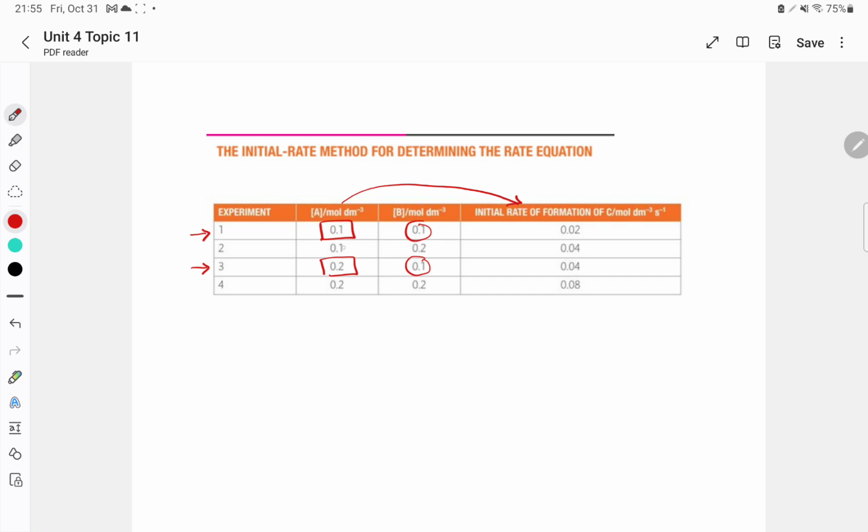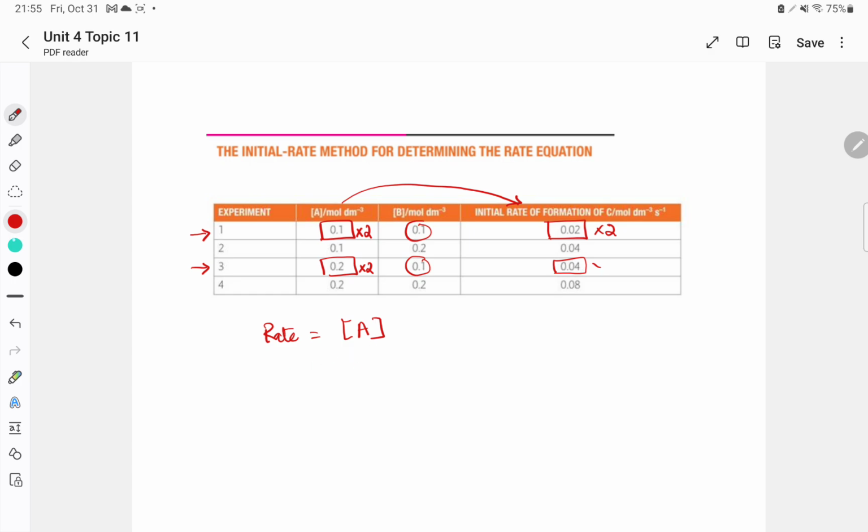Because it's 0.1, if I multiply it by 2, it is going to be 0.02. If I multiply it by 2, it will be 0.04. So that means if I double this, the rate will double. That means it is directly proportional. So A is going to be first order, because if I increase the concentration of A by 2, the rate will also be increased by 2. Because I have multiplied by 2, it will be multiplied by 2 as well, so it becomes 0.04. So that means it is first order.